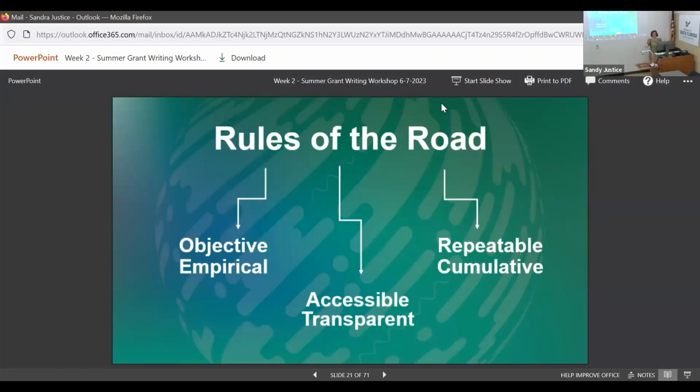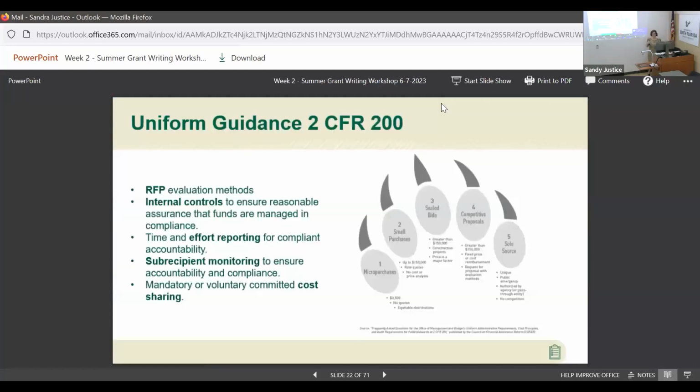Cumulative also is, okay, you've done this, amazing. How do you do more? What do you do next? And you do it while following the rules, right?